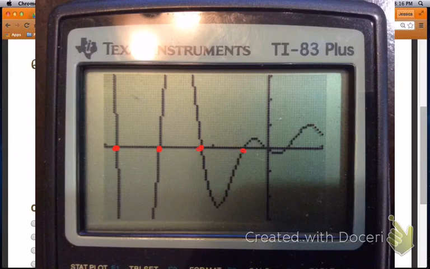This would be a minimum. This would be a maximum. This would be a minimum. And then it kind of stops right there and it goes off of the page, so we don't care anymore about what happens over there.